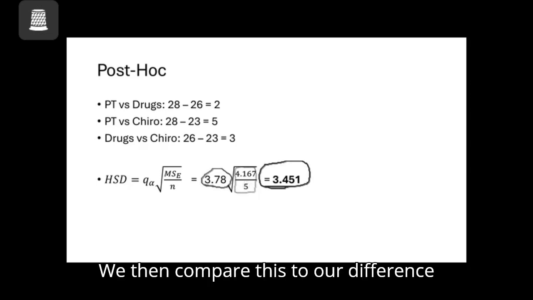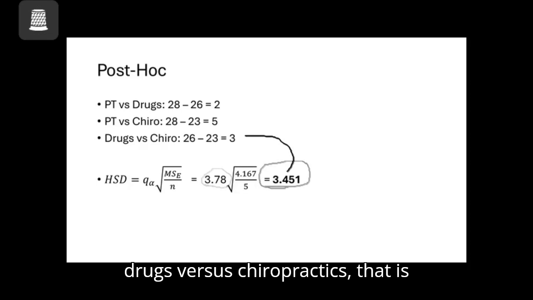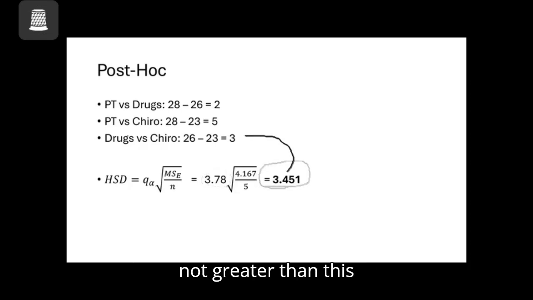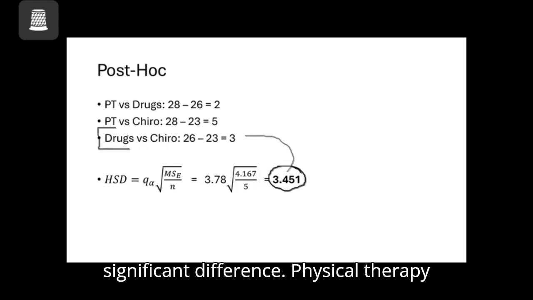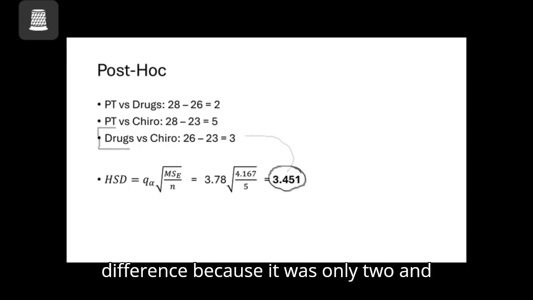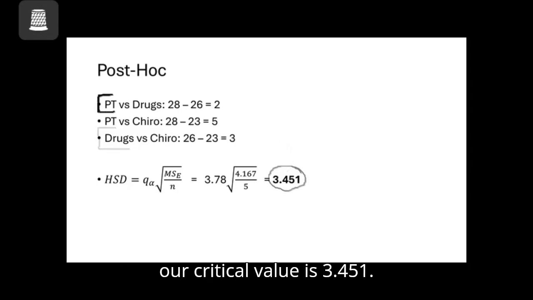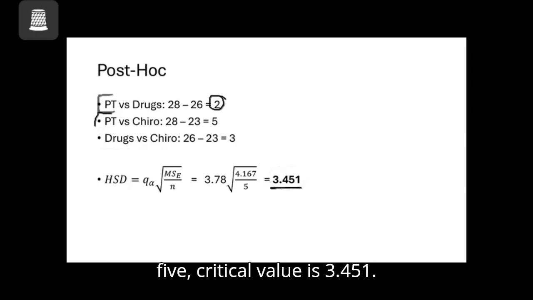We then compare this to our difference scores. So 3.451, drugs versus chiropractics, that is not greater than this calculated value. So drugs versus chiropractics, not a significant difference. Physical therapy versus drugs, not a significant difference because it was only 2 and our critical value is 3.451. But physical therapy versus chiropractics, our difference score was a 5, and the critical value is 3.451.